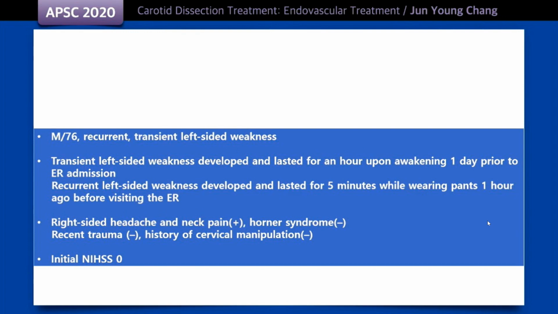A 76-year-old man presented with recurrent left-sided weakness. On awakening, the patient developed transient left-sided weakness that lasted for an hour, the day before hospital admission. Recurrent left-sided weakness developed and lasted for 5 minutes while wearing pants 1 hour ago before visiting the ER. The patient complained of a right-side headache and neck pain, and initial NIHSS was 0 on examination at ER. He confirmed there had been no recent head trauma or history of cervical manipulation therapy.